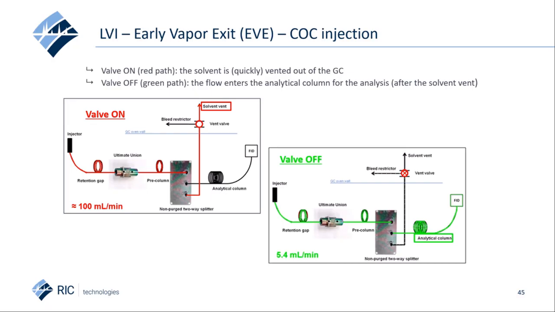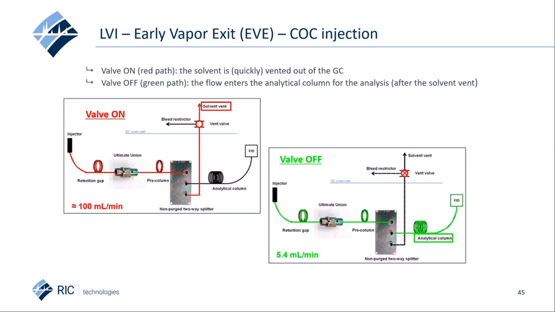Large volume injection can be done using an early vapor exit principle where we inject on column in a pre-column and where the solvent is vented out when a valve placed at the end of the pre-column is opened, illustrated in the picture with the flow path in red. After venting, shown by the green flow path illustrated on the right, this valve is closed and the normal GC oven temperature program launched.